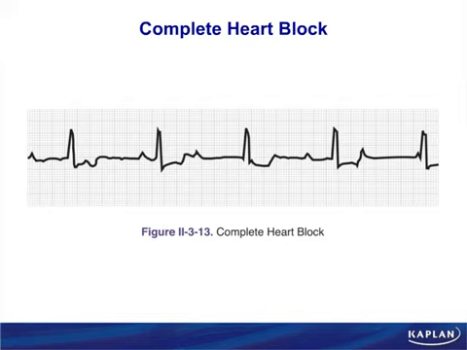So if you see a nice steady rhythm, then you determine the rate, and you go, dang, that's slow. Put in your mind immediately, complete heart block. So I have a steady rhythm. Dang, that rate is slow. I'm thinking, maybe complete heart block. So now what do I look for?